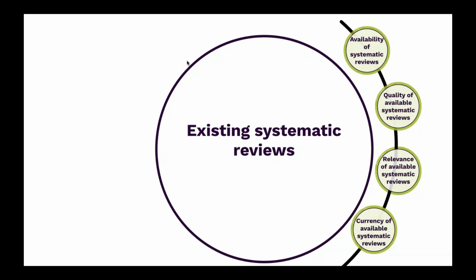And then the currency of the available systematic review. So you might identify a systematic review, it might be of high quality, it might be relevant to you, but it's simply outdated. So you still go ahead and do it. These are the criteria relating to existing systematic reviews. And I can tell you that we use a similar approach when we develop guidelines. We look for systematic reviews to make sure they are good quality, they are relevant, they are current. If not, this is a reason to do a new systematic review.